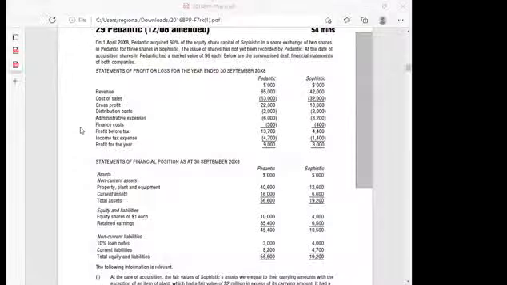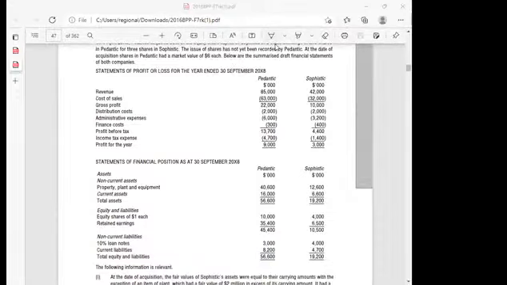Yes. Ladies and gentlemen, so let's come here. We are told here that on 1st of April 20X8, Pedantic acquired 60% of the equity share capital of Sophistic in a share exchange of 2 shares in Pedantic for 3 shares in Sophistic. The issue of shares, that's not important to me. The thing there is that we have a company, ladies and gentlemen, called Pedantic.